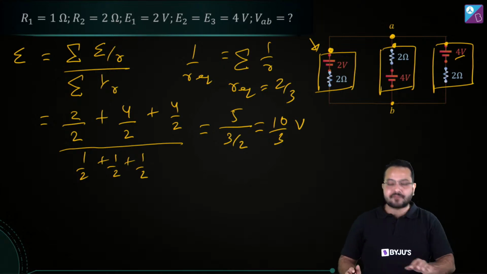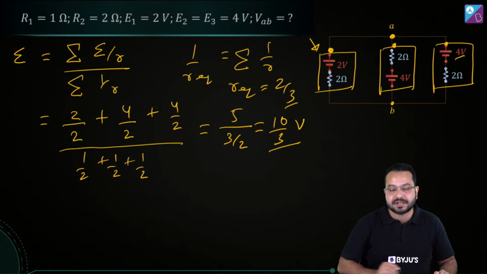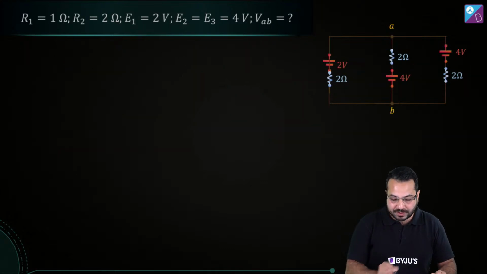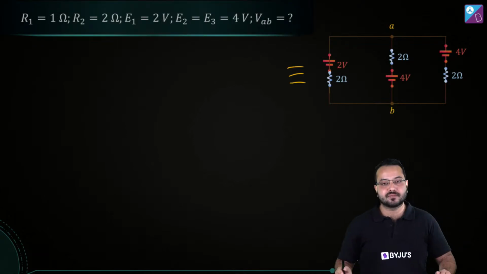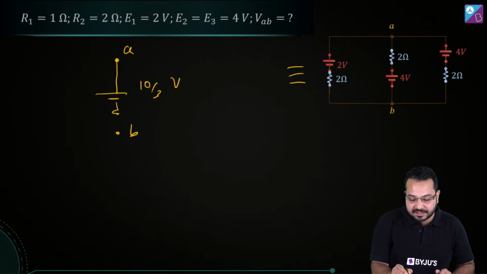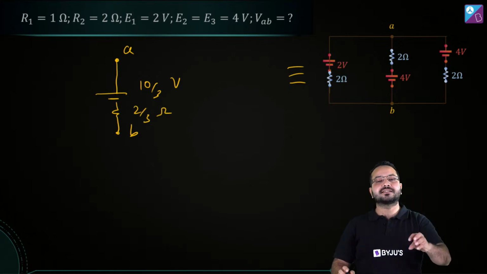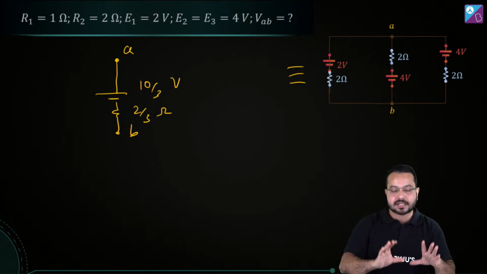Okay. So what have we found out? We have found out that the equivalent EMF is 10 by 3 volt and the equivalent internal resistance is 2 by 3. So let me redraw this circuit. I can draw the equivalent circuit like this. Between points A and B, the equivalent EMF is 10 by 3 volt and the equivalent internal resistance is 2 by 3 ohm. That is the circuit now. The circuit has reduced to this.